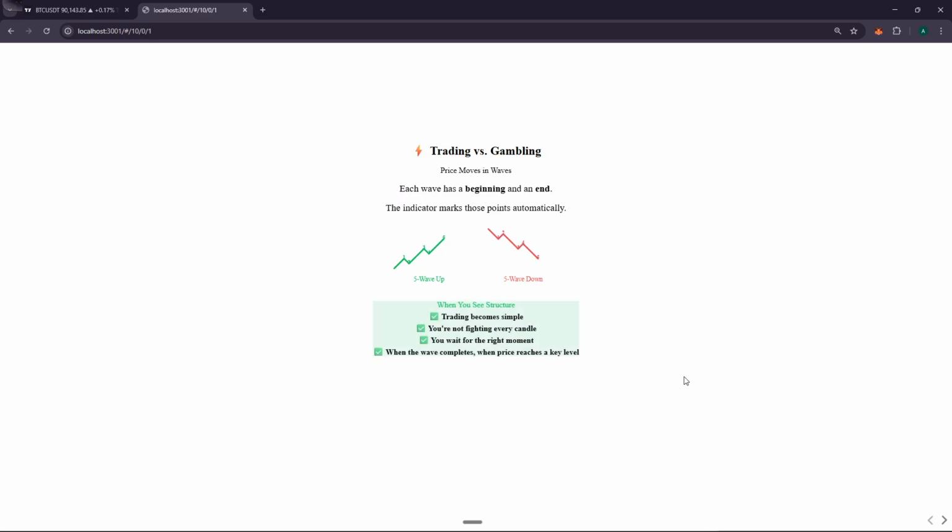This we covered already. And once we start to apply this principle, trading becomes simple, and you're not fighting with every candle. You wait for the right moment to trade, and when the wave completes, when price reaches a key level, that's where you start to take trade. And that's the difference between trading and gambling, guys. Structure gives you a plan.